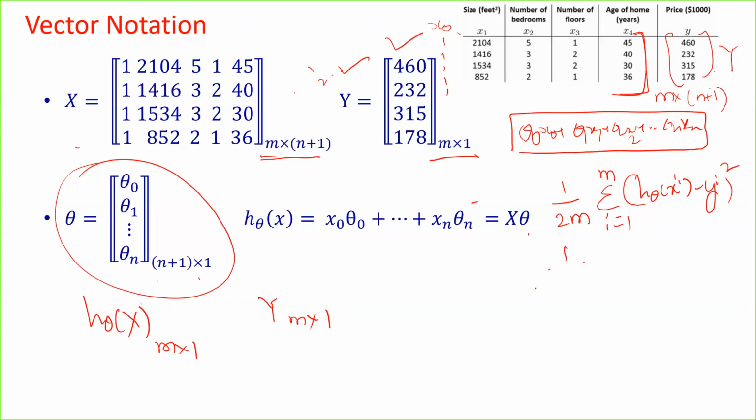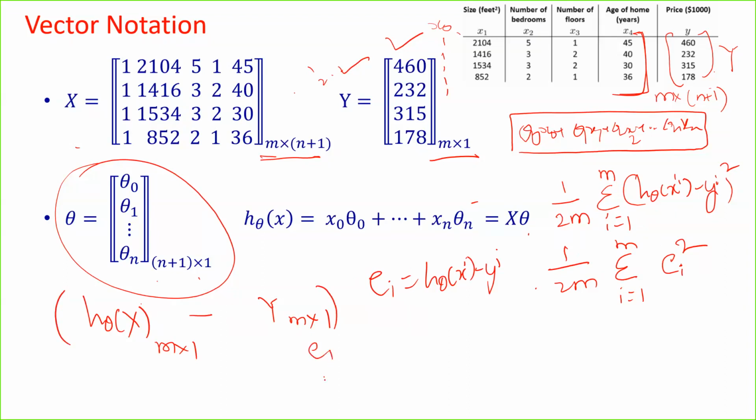So can I write this as 1 by 2m sum over i equal to 1 to m of ei squared, if I say ei is h theta of xi minus yi? So how can I get the errors? By subtracting h theta of xi minus yi, I will get all the errors e1, e2, and so on up to em. So this is a vector, this is a vector. When I subtract, I will get all the errors. Let us call that E.